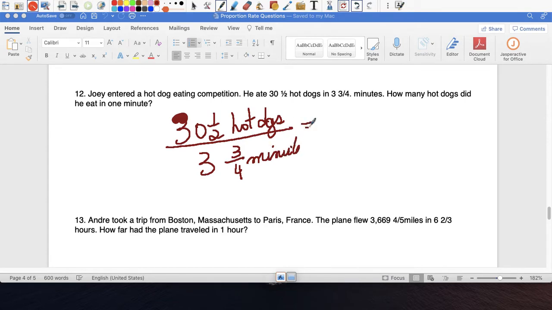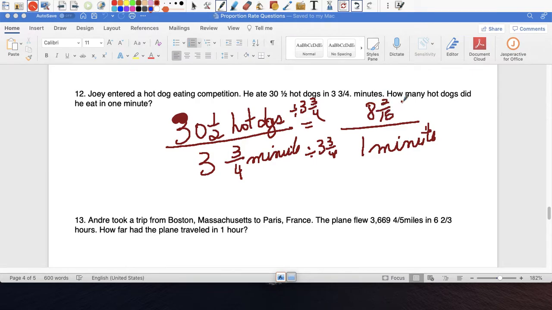So it's saying how many hot dogs did he eat in 1 minute? Well, again, we're looking for the unit rate. So we can divide, right? On your calculator, you can divide by 3 3/4, and that's going to get us our unit rate. So let me see. 30.5 divided by 3 3/4 gives us 8 hot dogs and 2/15 of the next hot dog. That's how many hot dogs he ate per minute, which is crazy if you ask me.